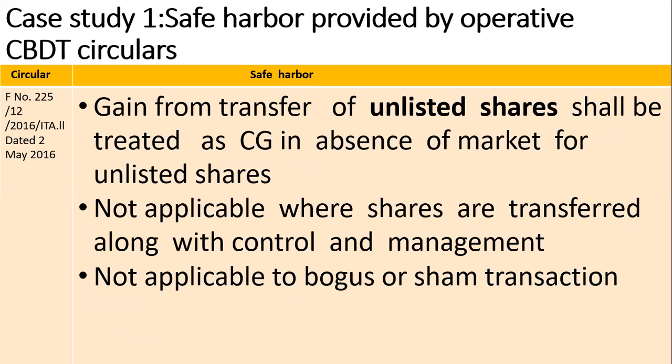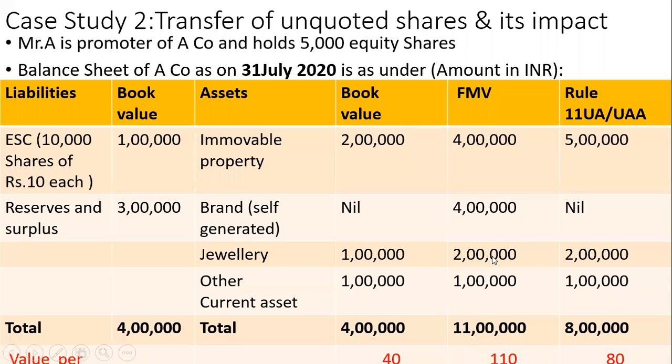An instruction is not binding on the department. A gain from transfer of unlisted shares shall be treated as capital gain in the absence of a market for unlisted shares. As I have invested in unlisted shares, it is always considered a capital asset. But here it is said that when you invest for the purpose of control and management, it will be considered not as stock in trade. But I tell you, for control and management, it would be more appropriate to consider it as investment because we are going to hold it for a very long time. So this circular also is not applicable for bogus and sham transactions.